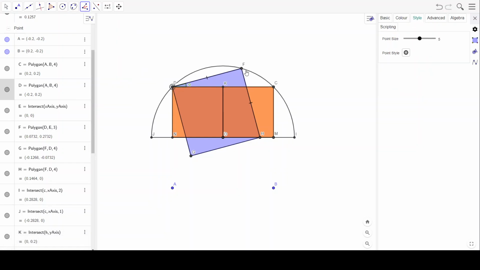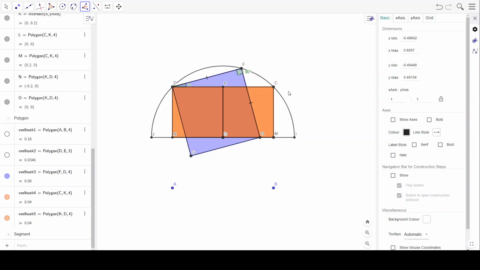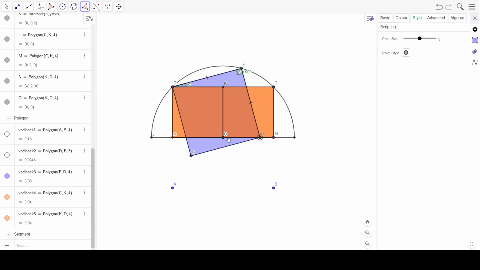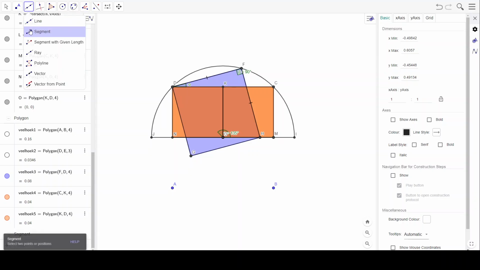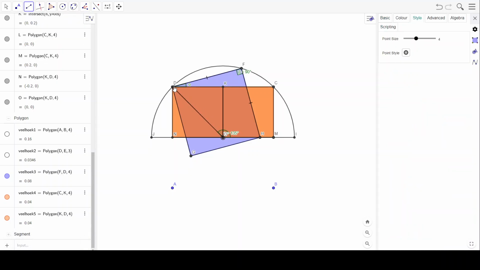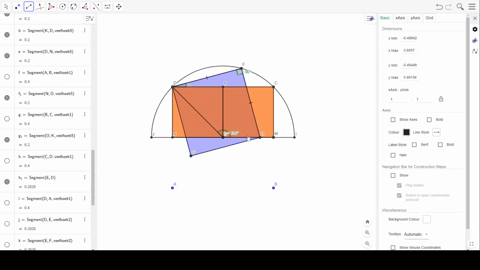What's also quite obvious is that the angle over here is a right angle. Then what you can see is that this angle HOD is of course 135, because here you have a right angle and this is the diagonal of the square, so this is 45, and that makes a 135 angle.